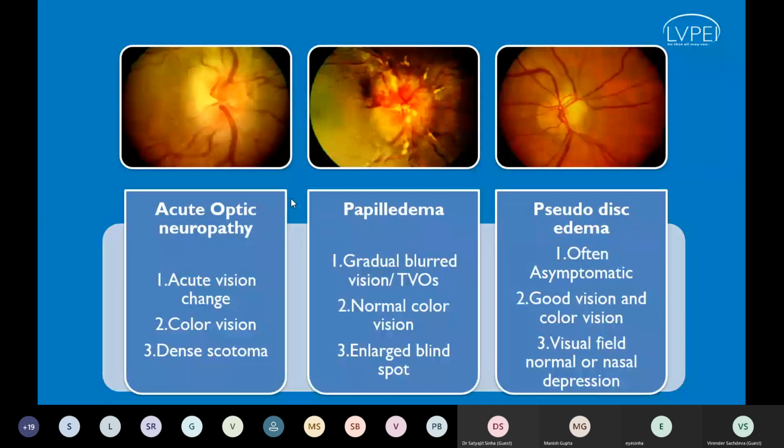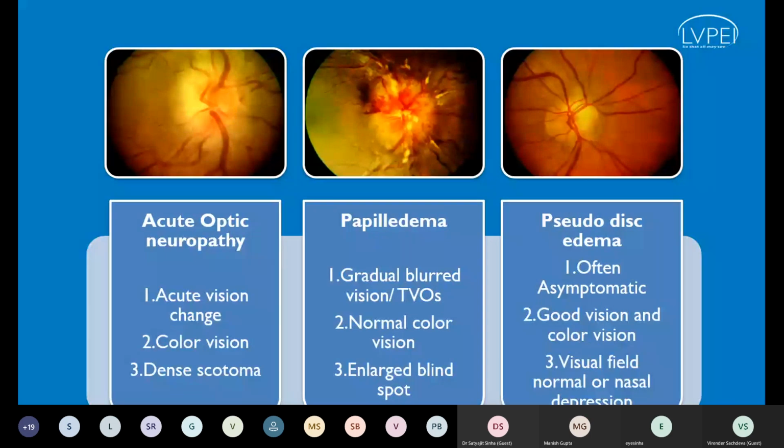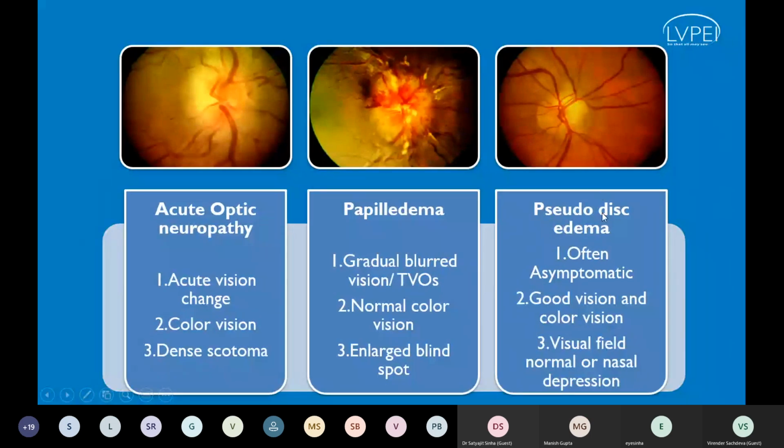When we are dealing with diseases of the optic nerve with disc swelling, there are three important things that you are going to see: either a pseudo-disc edema, which we discussed, papilledema, which we discussed a little bit, and then an acute optic neuropathy. How do you distinguish between the three? Most of the time, pseudo-disc edema patients are asymptomatic. They have relatively good vision, good color vision, and may not have any visual symptoms. It might be detected during a routine examination. Visual fields are either normal or might show only a nasal depression.